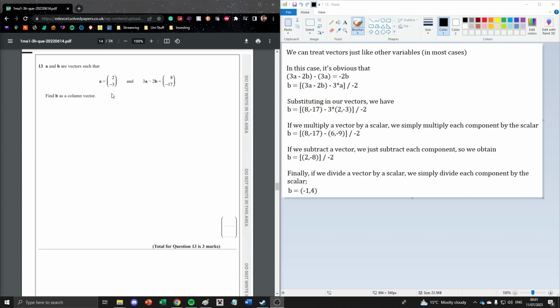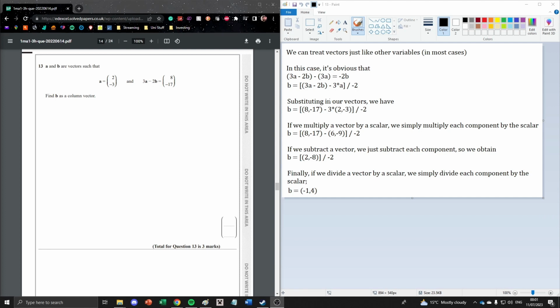So the important thing to remember here is that we can treat vectors just like regular algebraic objects. So if we say 3a minus 2b minus 3a, that's going to give us minus 2b. If you can see, we just cancelled out the effect of applying the vector 3a here. And from this expression, if we just divide both sides by minus 2, as we could in algebra, we get that b is equal to 3a minus 2b minus 3a, all divided by minus 2.